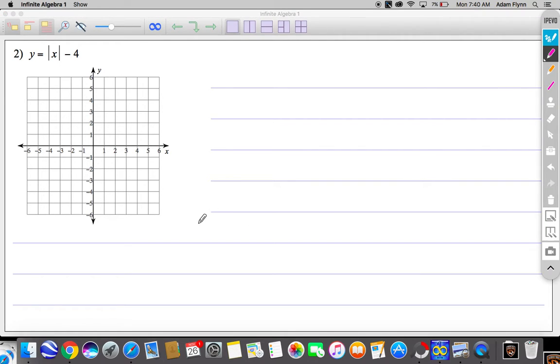So for this one, I have y equals the absolute value of x minus 4. So I will find my vertex. Where x is first, followed by y. So I'll start by finding my x coordinate for my vertex. So I'm taking whatever's inside the bars. So I've got x here, and setting it equal to 0.